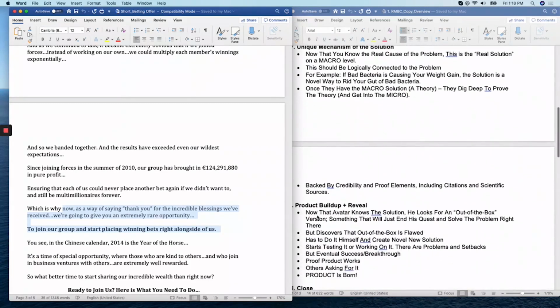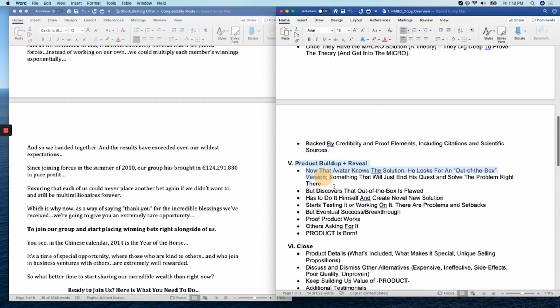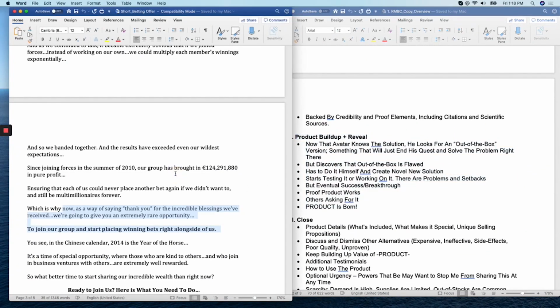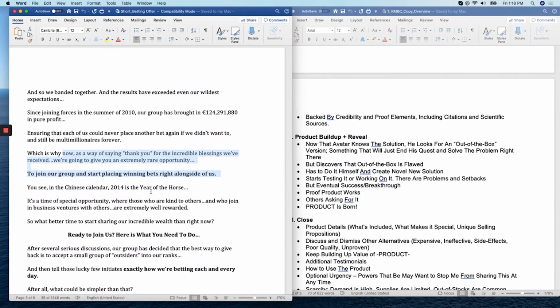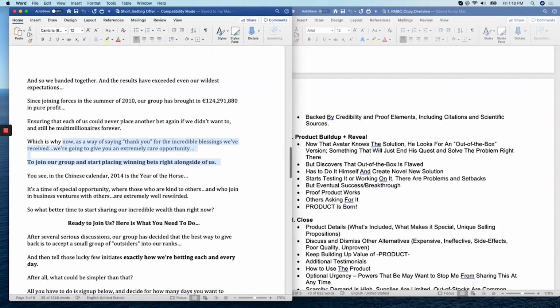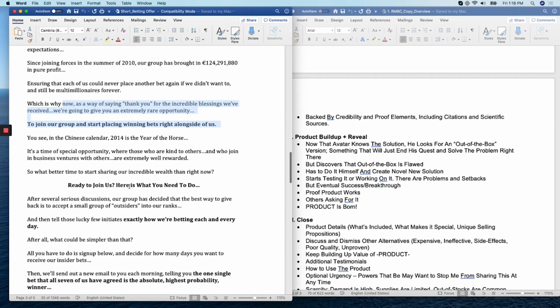And then as far as the product build-up and reveal goes, again, it's not going to have a ton of this stuff, but we're going to have like a reason why they're sharing it. So you see in the Chinese calendar, 2014 is the year of the horse. It's a time of special opportunity where those who are kind to others and who join in business ventures of others are extremely well rewarded. So what better time to start sharing our incredible wealth than right now? Ready to join us? Here is what you need to do.